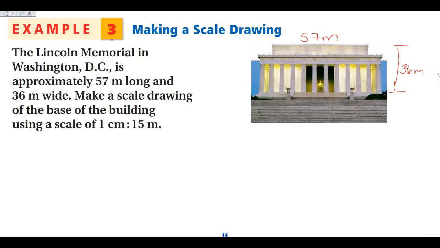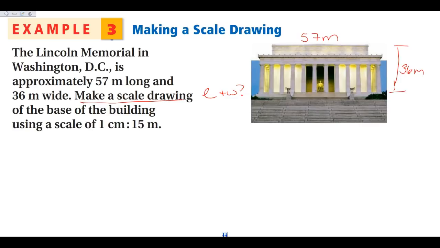All right. It says make a scale drawing, but what I really want you to identify is the length and width of the scale drawing. You don't have to actually draw it out. I just want you to identify that in the scale drawing, it would be this long by this wide. The scale that we want to use is 1 centimeter representing 15 meters.